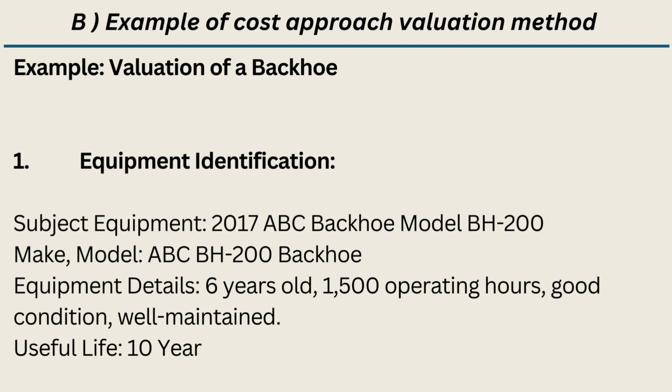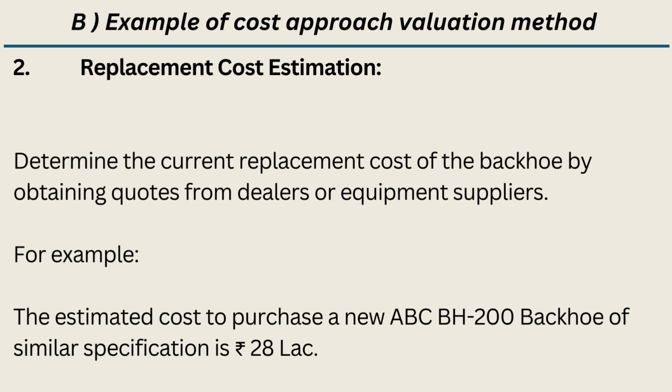1. Equipment identification. Subject equipment: 2017 ABC Backhoe Model BH-200. Make, model: ABC BH-200 Backhoe. Equipment details: 6 years old, 7,500 operating hours, good condition, well maintained. Useful life: 10 years.